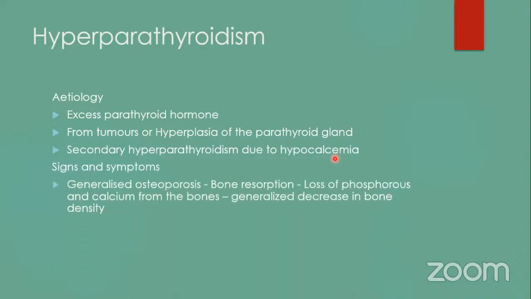Signs and symptoms: you'll have generalized osteoporosis. This basically means bone resorption, because you're going to lose phosphorus and calcium from the bone so that they can go to the blood. So you end up with a generalized decrease in bone density. At the same time, there's also increased renal reabsorption of calcium. Then you end up with urinary tract stones.